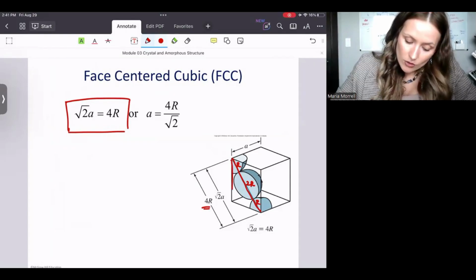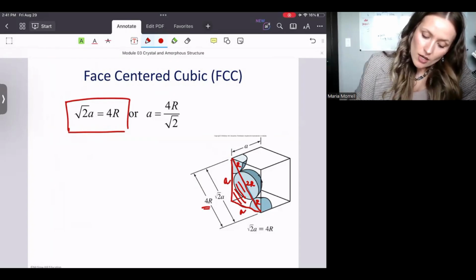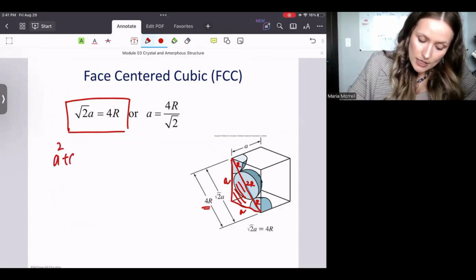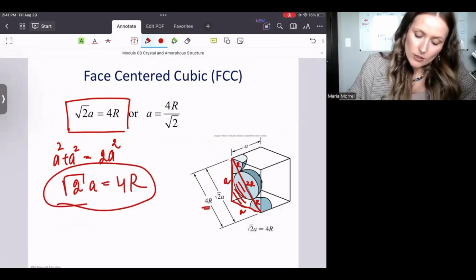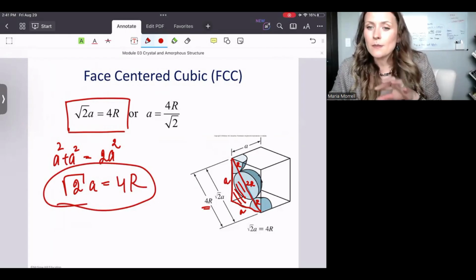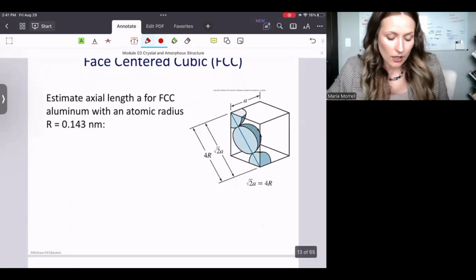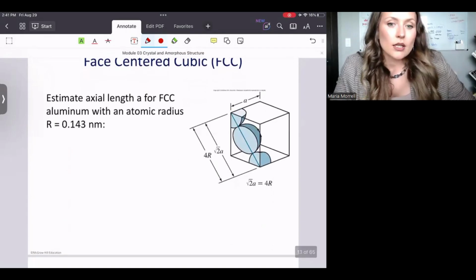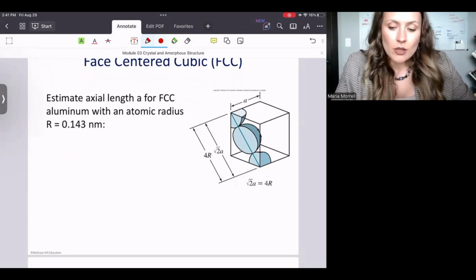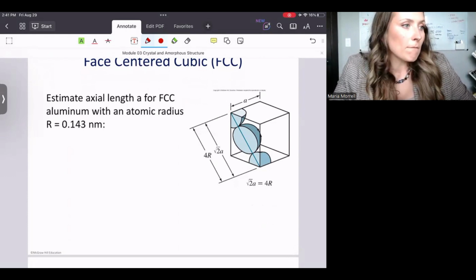And now if I am to look at this triangle, this is my A, this is my A. So I know that my A squared plus A squared is equal to 2A squared, and the square root of 2A is going to be equal to 4 radius. Okay? If that is too fast, just pause the video and review it on your own. All right. We have a problem that we will now attempt to solve on our own. Okay.